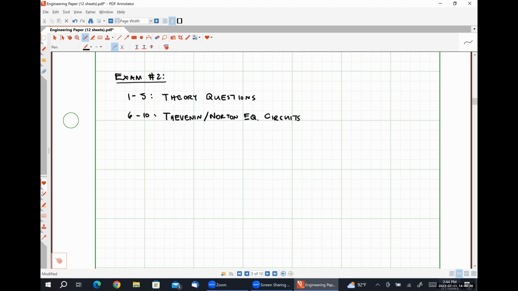Problem 10 will be a network that does not contain any independent sources, so only dependent sources and resistors. And I will ask you to use the test source method to determine the Thevenin equivalent resistance. I will not say use the test source method, but that's literally the only way to solve it. So I'm giving you a very, very strong hint, if you can even call it a hint, because I'm telling you directly what to do. Use the test source method for problem 10.